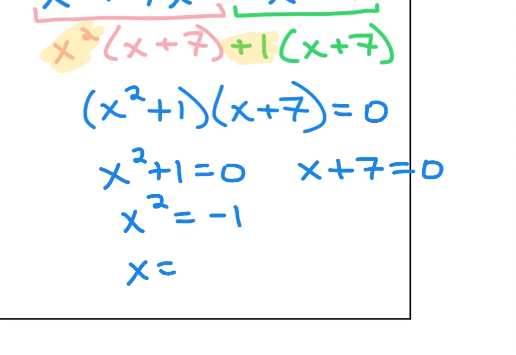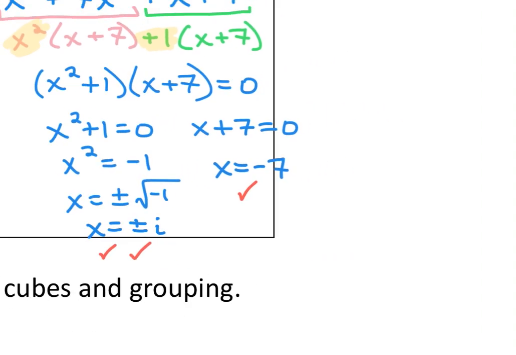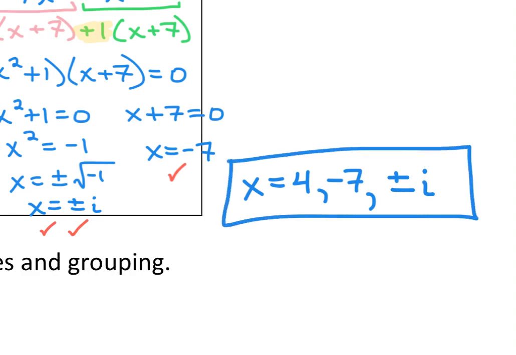So x is going to equal plus or minus the square root of negative 1. And remember that means x equals plus or minus i. And here x equals negative 7. So this is 2 solutions, plus i and minus i. This is 1 solution, negative 7. If you want to write all 4 solutions, start with that positive 4 from the graph. I'll grab the negative 7 next, and then the plus and the minus i, and those are your 4 solutions.